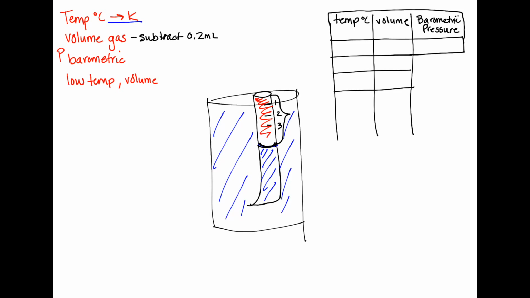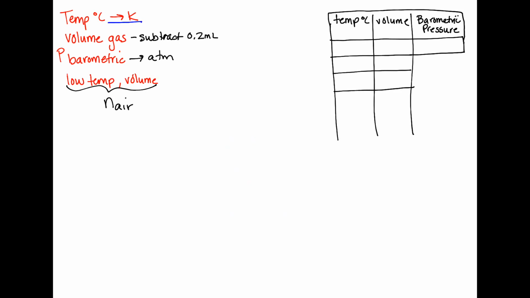All right, the barometric pressure we're going to measure in millimeters of mercury. It needs to be converted into atmospheres. And then again, the low temperature and volume would be used to calculate moles of air. And you only need to do that once, just for the low temperature and volume. Now, if you follow along with the lab and do the procedure, you'll have data on your data table. And the results and data analysis section will lead you through these steps here.